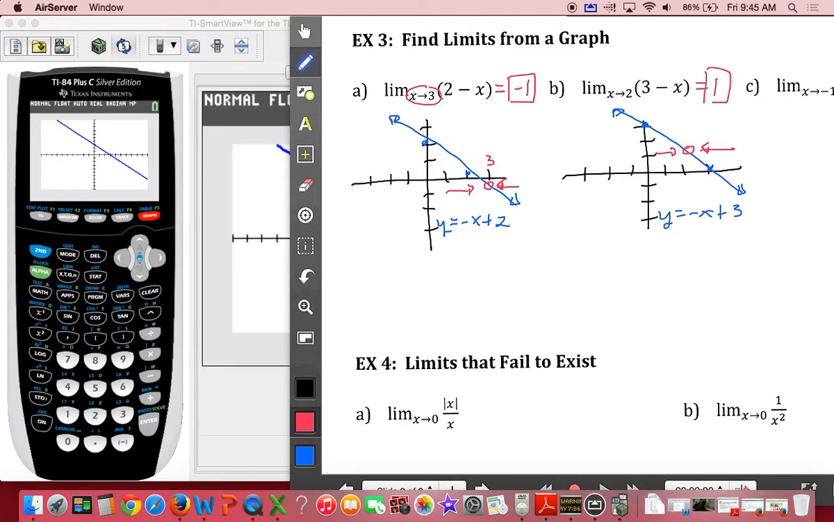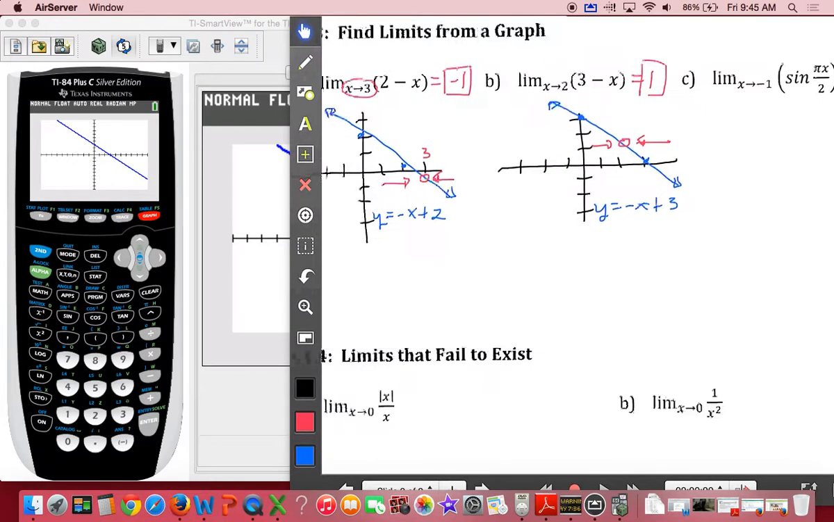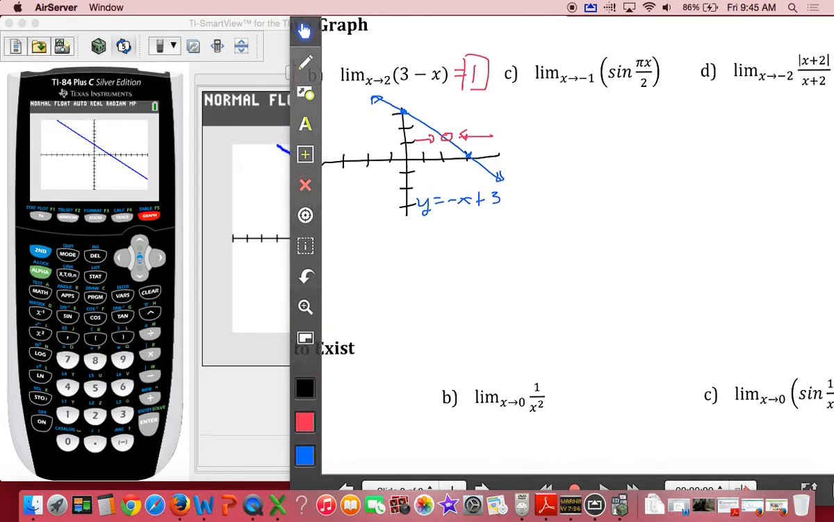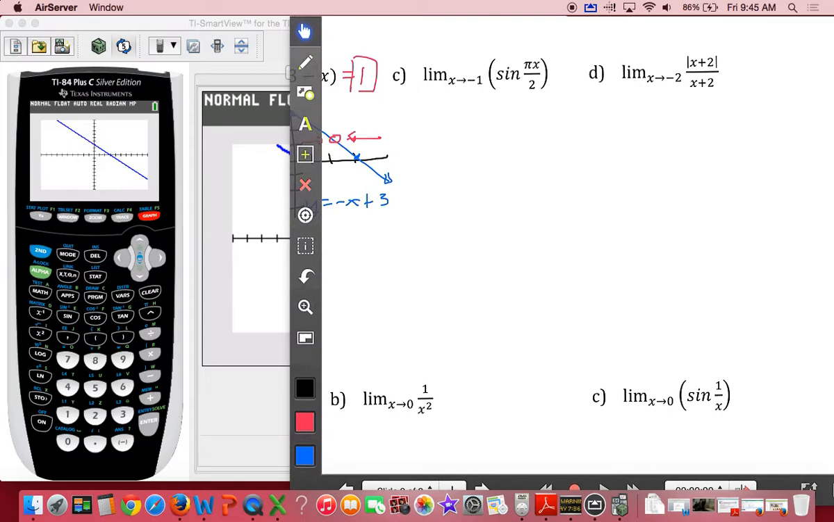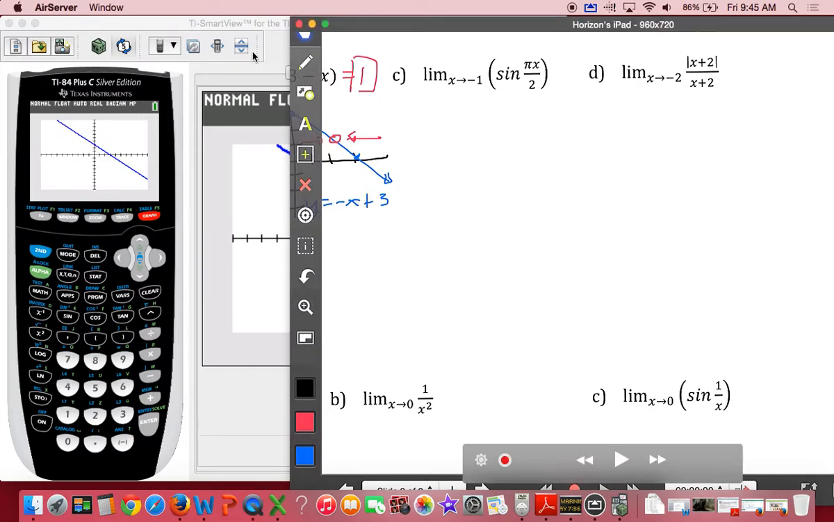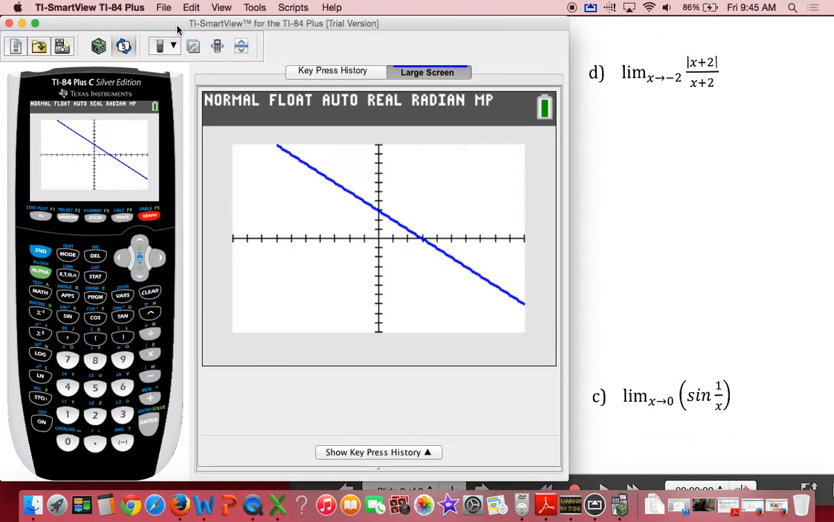You okay with that? The next one's a little bit harder to wrap your brain around. So we're going to use some previous knowledge as well. So let's go ahead and move over and look at C. So let's start by graphing in the calculator first.